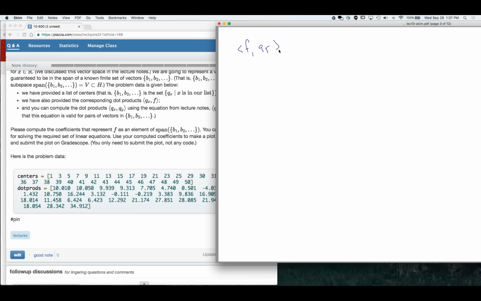And so we have a list here of these dot products. These are the dot products in the same order as the centers: the dot product between f and q1, between f and q3, between f and q5. And so in particular, that is 9.939.